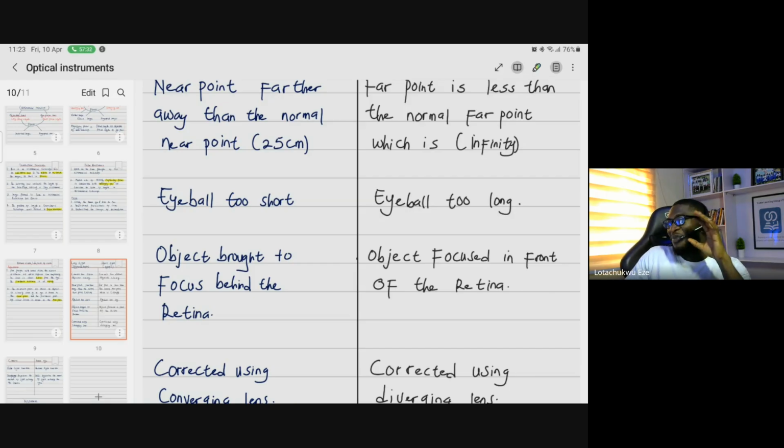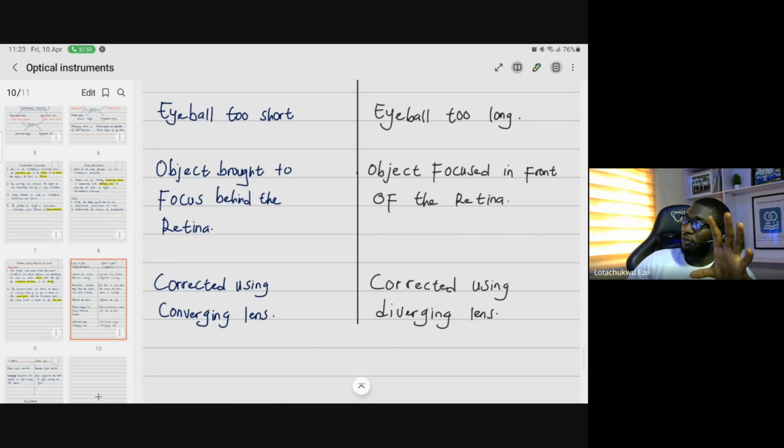So when the eyeball is too short, that's because of your long sight. Then when the eyeball is too long, that's because of short sight. Now, what happens is that the object is focused behind the retina for long sight, but for short sight, in front of the retina. To correct a long-sighted defect, we use the converging lens. And to correct a short-sighted person, we use the divergent lens. So please, these are key points you should take note of.